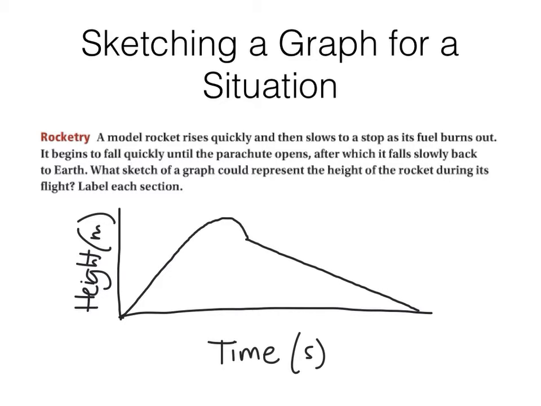Now let's fill in some description of what's happening. First of all, this is 0 for height and 0 for time. So it starts off with 0 there. In this section of the graph, the rocket is rising quickly. So it takes off and it's rising quickly. In the next section of the graph, right in here, this is where it stops rising because the fuel burnt out. And for a few seconds, instead of rising quickly, it's falling quickly.